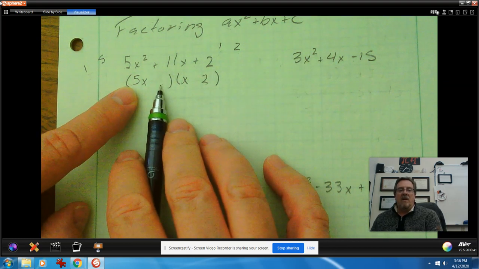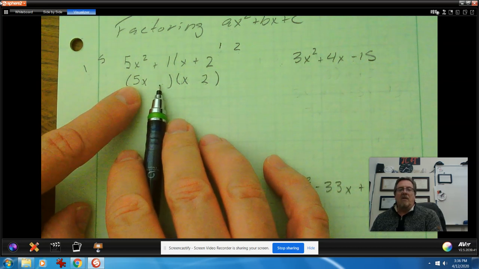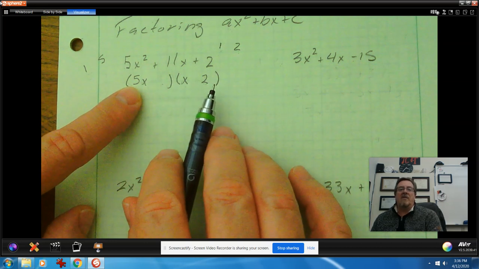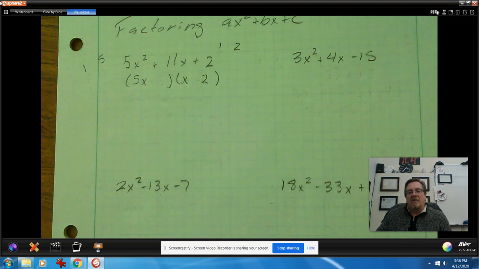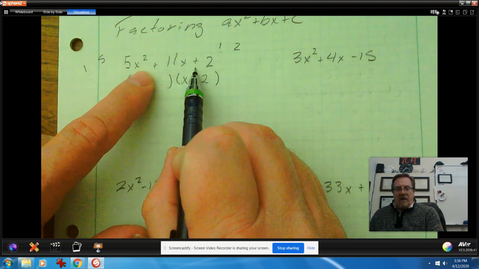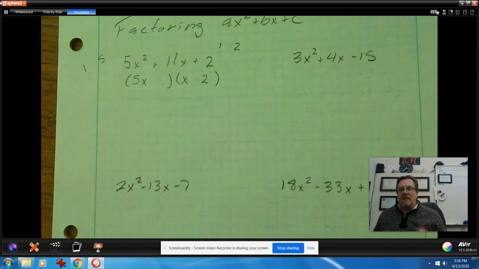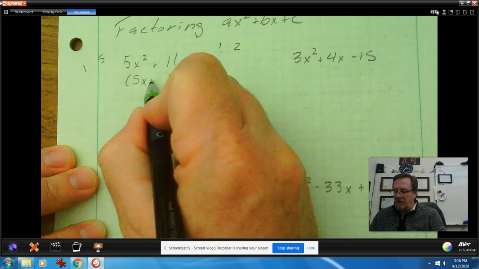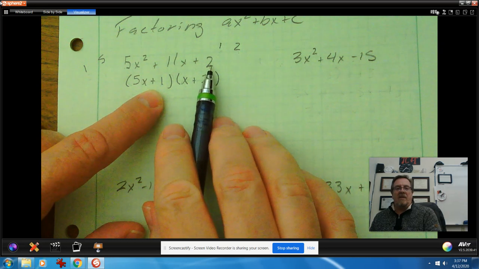Notice that when we FOIL these out, we never take these 2 numbers and multiply them. We're always multiplying a number from the first set of brackets or parentheses with the number from the second set of brackets. So then we also want to look at our signs. Both of these are positive. That makes things really easy. The only way to get a positive 2 is to take my positive 1 times my 2, and I'll get my 2.